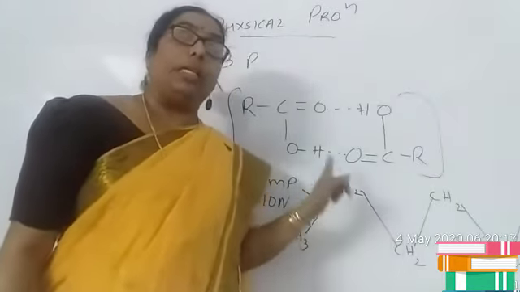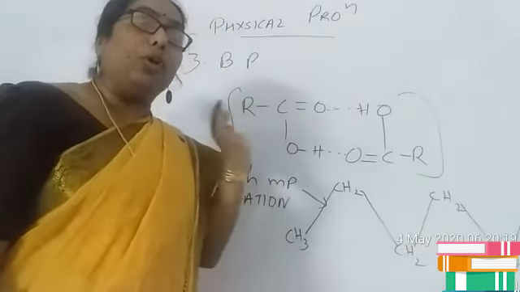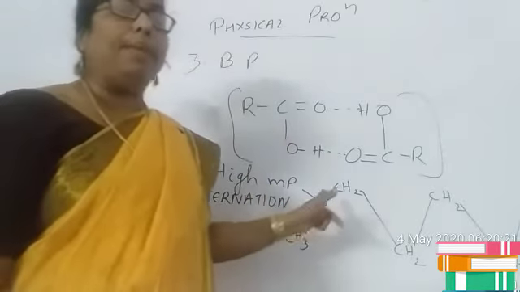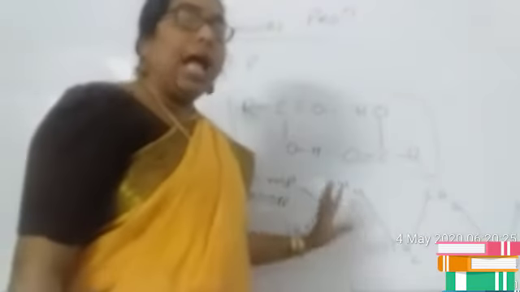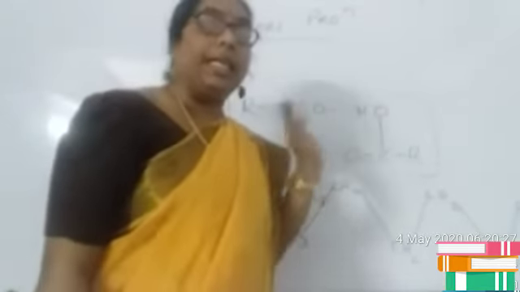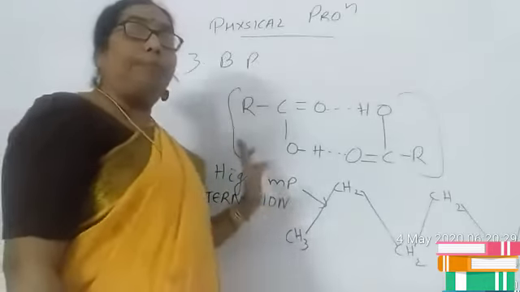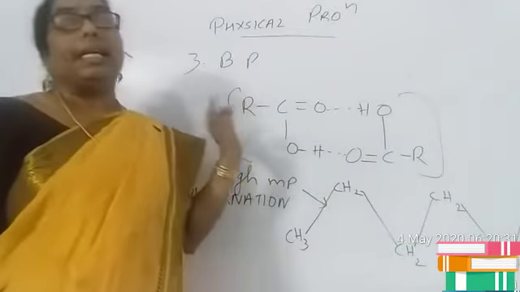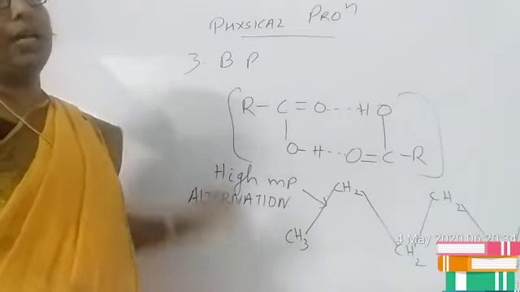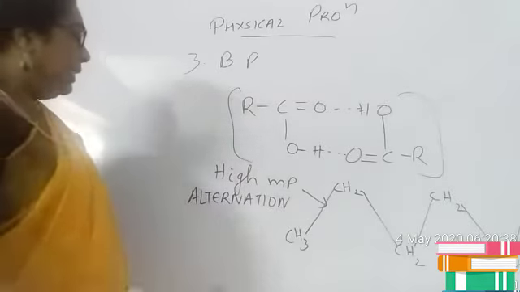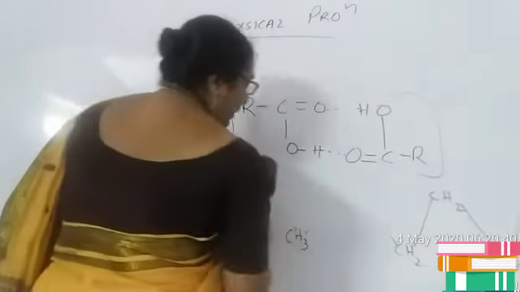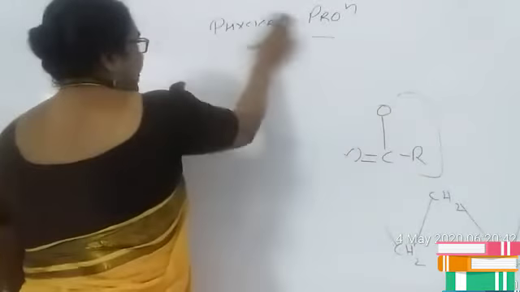Here we can say that a carboxylic acid with an even number of carbon atoms possesses a high melting point due to its symmetrical structure. And it is because of the symmetrical structure that they can be packed properly in the crystal lattice. That is why they possess a high melting point. Is it clear, children? That is about the physical properties of carboxylic acid.